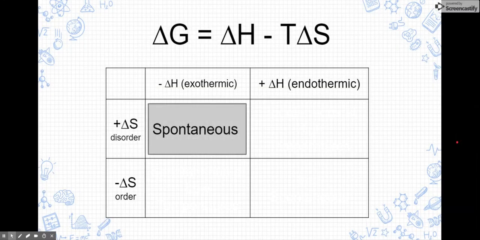So we can consider reactions where it's a negative delta H, or exothermic, and a positive delta S, or going to disorder, as spontaneous.